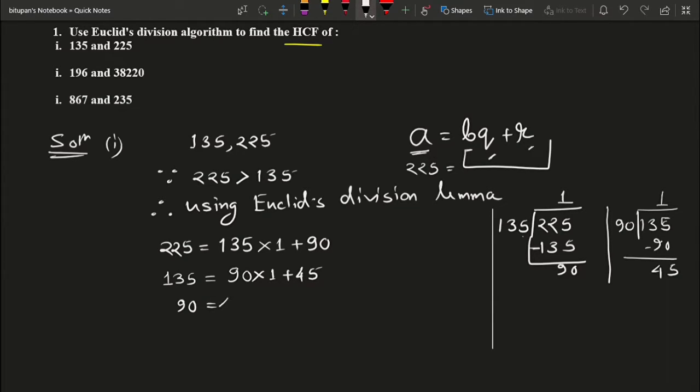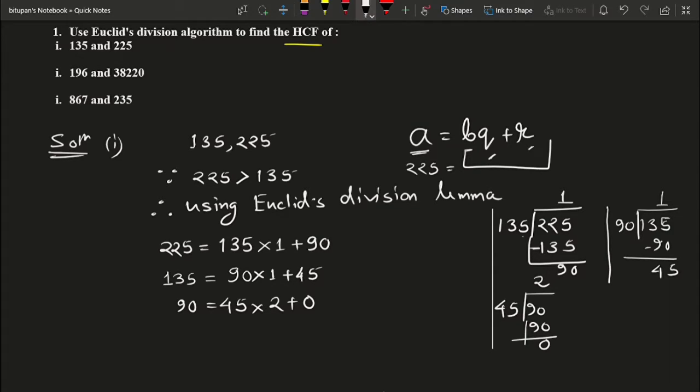45. Correct. So 45 will be your divisor, and then we have to divide 90 by 45. We know simple mathematics, 45 twos are 90. So we can express it as 45 into 2 plus 0. Why 0? Because the remainder is 0. Understood? So we have to proceed this way until we get 0 as the remainder.